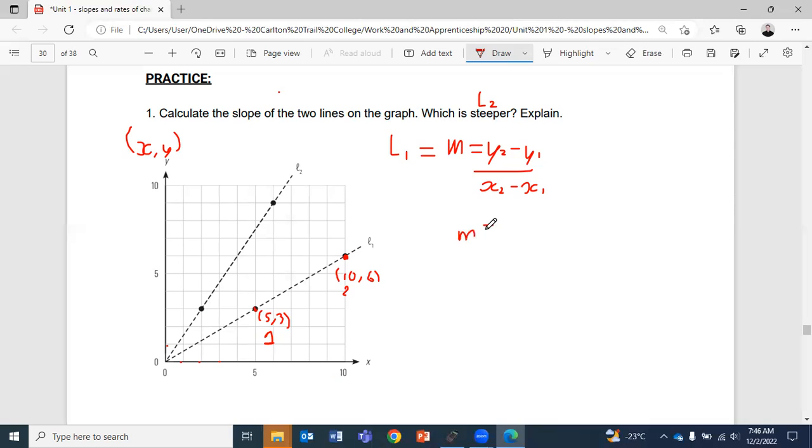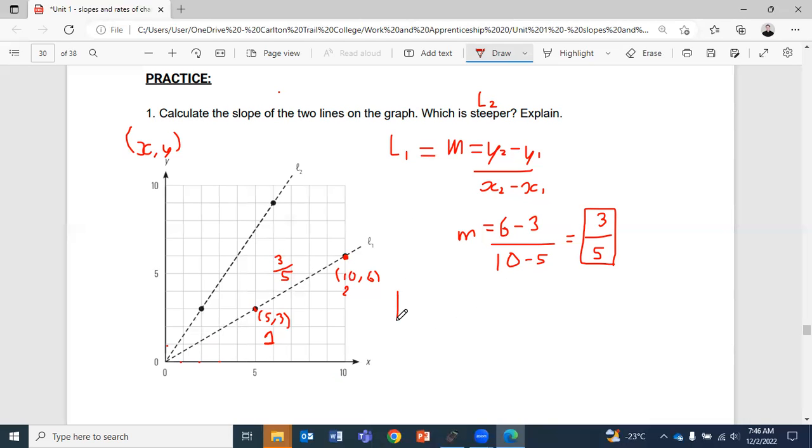So m is equal to y2, 6, subtract my second y, 3. Sorry, my first y. So 6 subtract 3. My x2 here is 10. My x1 is 5. Now all I need to do is just substitute that in. Okay, so that's a 3 over a 5. This is my slope of line 1. Cool. I have this slope. It is 3 over 5. Cool. That's the label of this line.